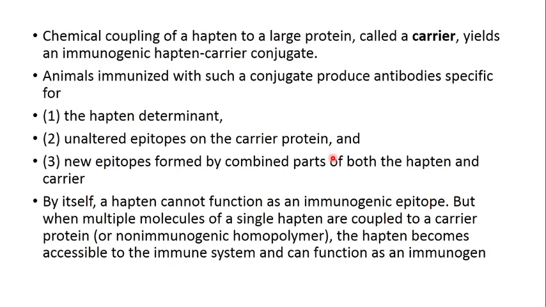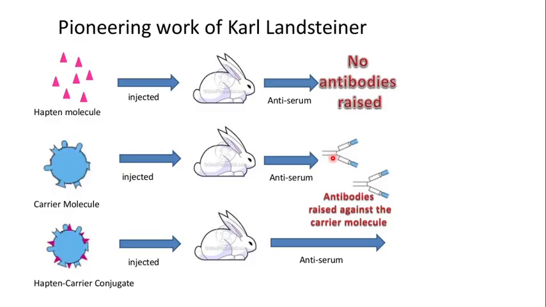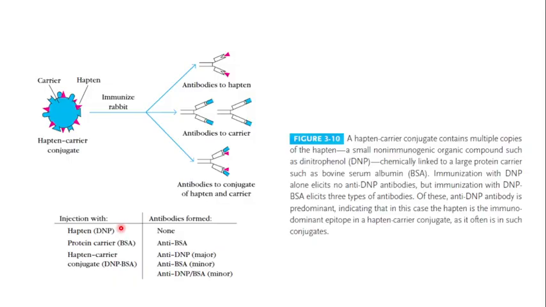As we said earlier, he combined the hapten with the carrier protein and injected it in rabbit. We can see in this figure, when he injected only hapten into the rabbit, no antibodies were produced. When he injected the carrier molecule, antibodies against the carrier molecule were produced. When he injected the hapten carrier conjugate, he got antibodies raised against the hapten as well as the junction between the hapten and carrier.